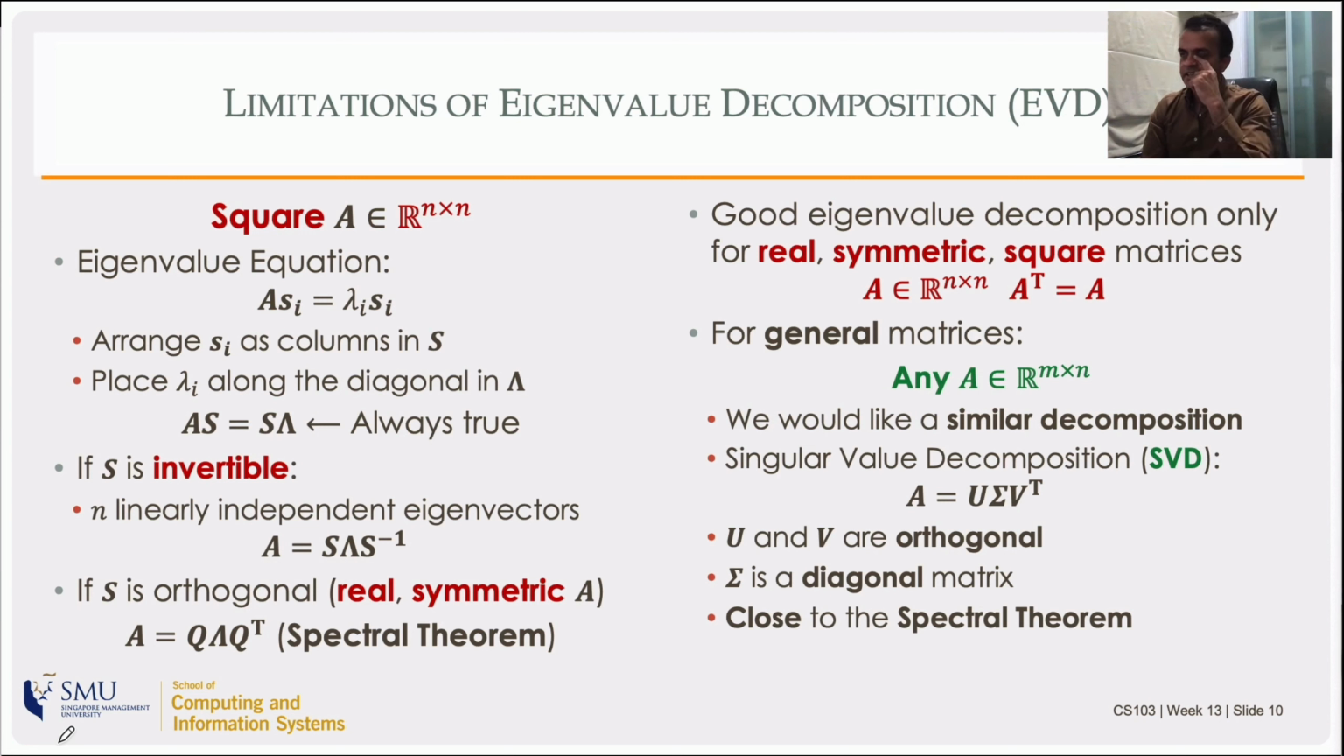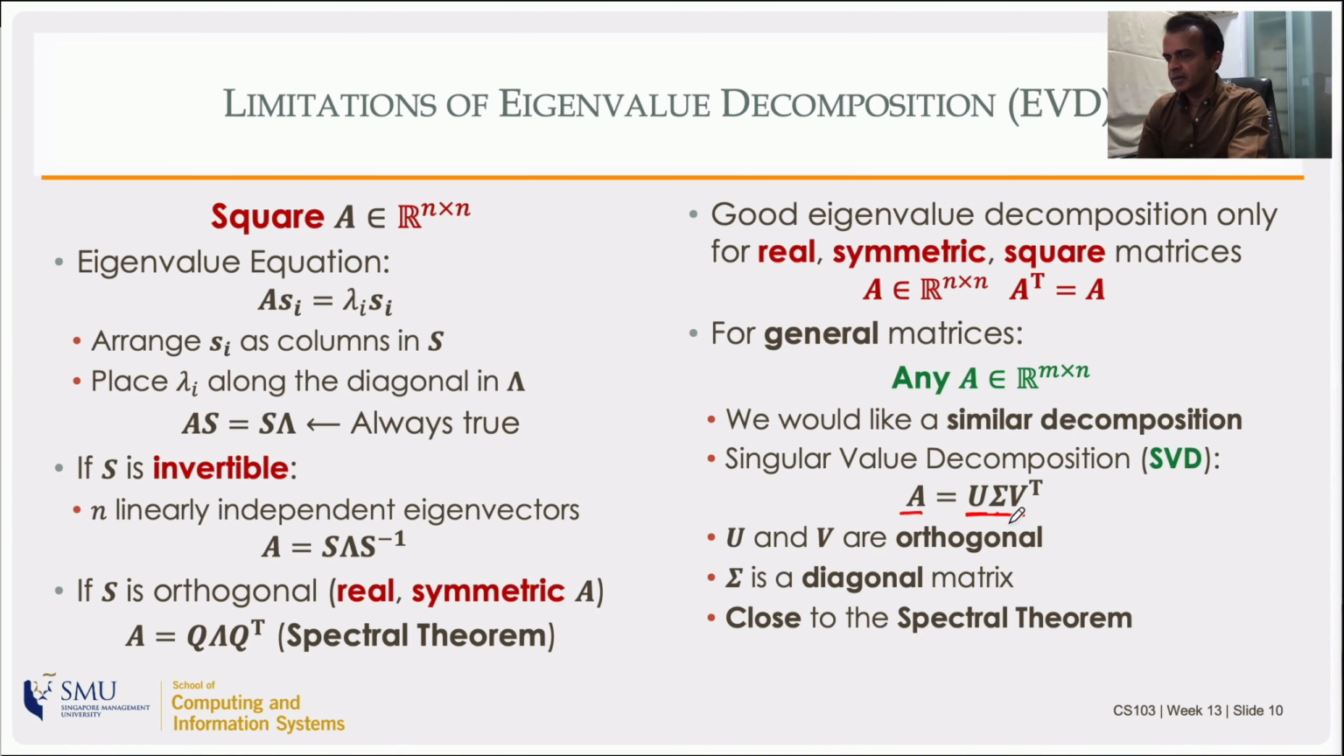But for any general matrix A where it is not square, it's got m rows and n columns, we would like to have a similar decomposition that has the same form. So we would like to write A is equal to U, some orthonormal matrix, sigma, a matrix that is diagonal, and V transpose, where V is an orthonormal matrix again. U and V are orthogonal, sigma is a diagonal matrix. So this is pretty close to the spectral theorem. It's just that instead of Q and Q, you have two different matrices. That's probably okay. This is what we would like to have.